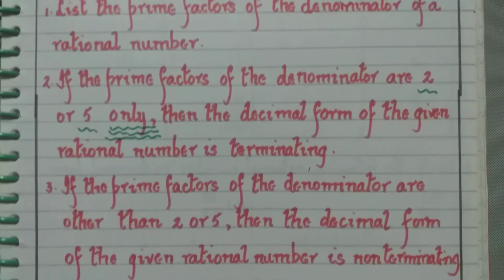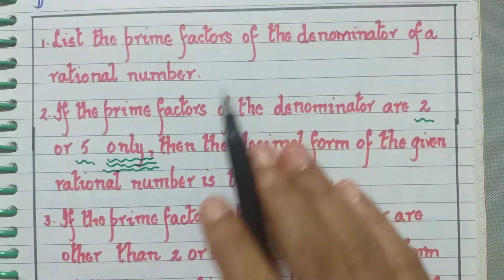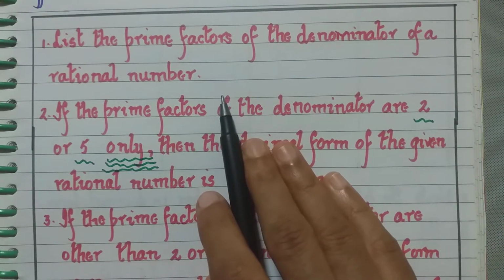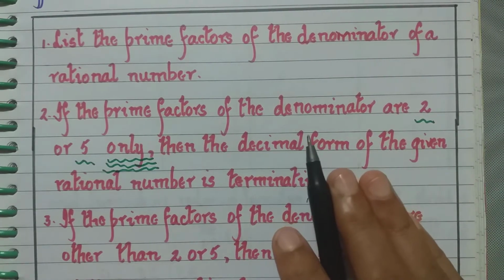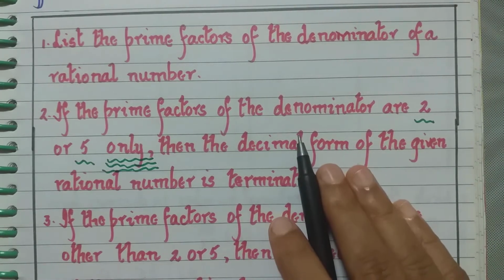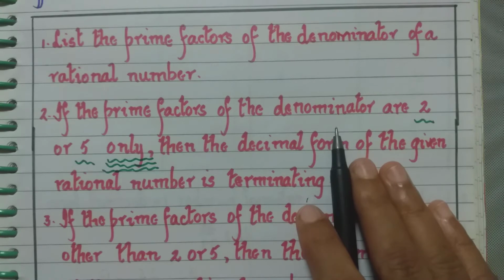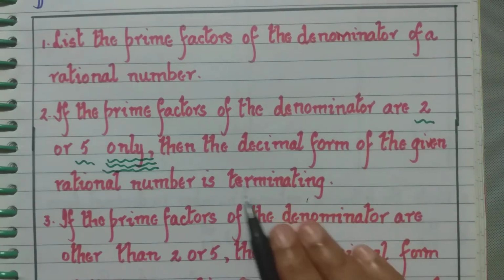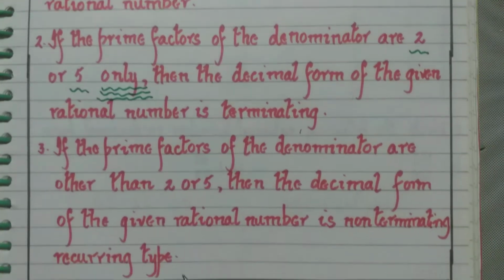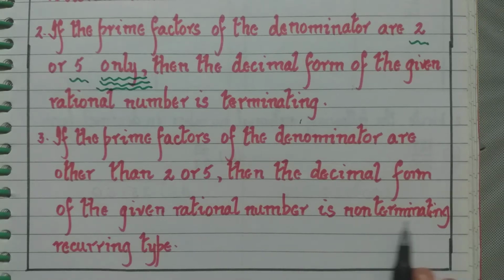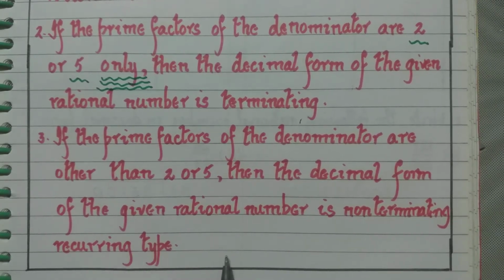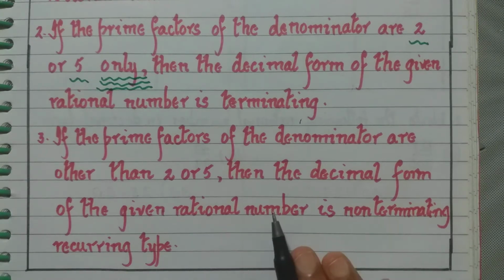So what are the 3 points we have to keep in mind? First, we have to look at the prime factors of the denominator. Then we have to see whether they are only 2, or only 5, or only 2 and 5. If it is any one of the 3, then we say the decimal form of the given rational number is terminating type. If the prime factors of the denominator are other than 2 or 5, then the decimal form of the given rational number is non-terminating recurring type. So with this introduction, now let us go to the question which they have given us. They have given us 5 sub-questions. Let us see how we handle them.